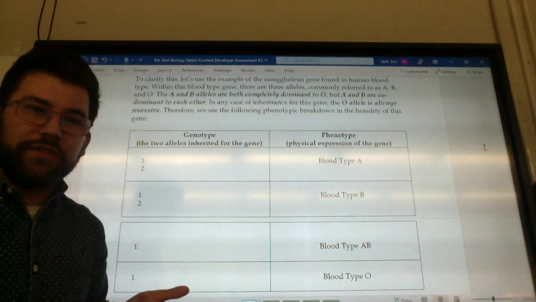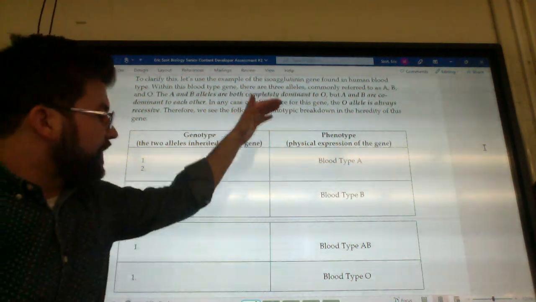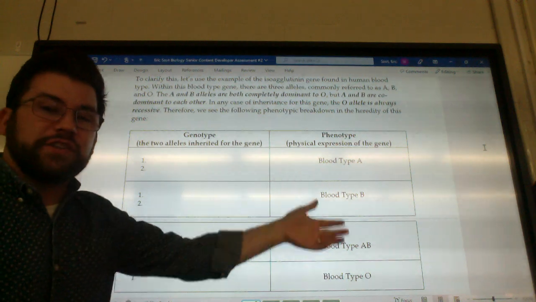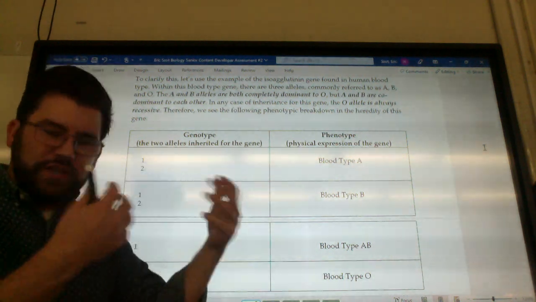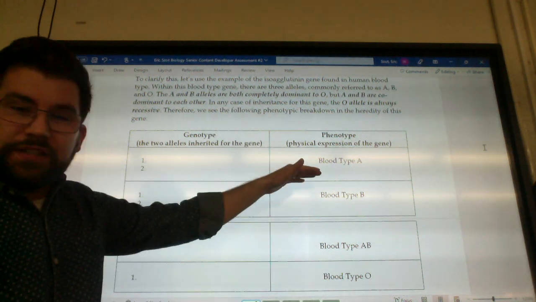One allele from mom, one allele from dad. Those are two alleles. And the phenotype is the way that these inherited alleles actually get expressed, going through protein synthesis and gene expression. So let's start with blood type A.